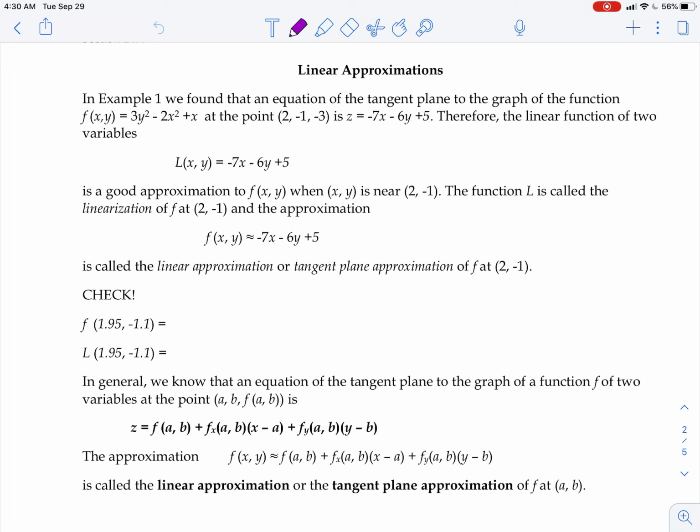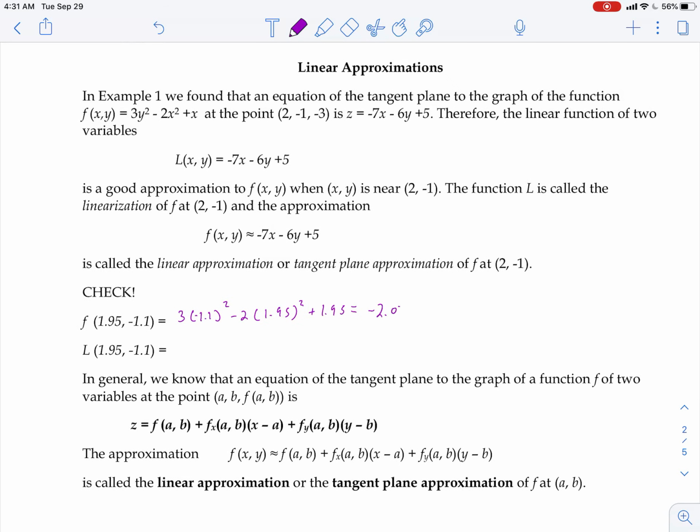So let's go ahead and check. We're going to plug in 1.95 and -1.1 into our original function, so we're just plugging it into that function, to see how good of an approximation this is. So we have 3 times (-1.1) squared minus 2 times 1.95 squared plus 1.95.